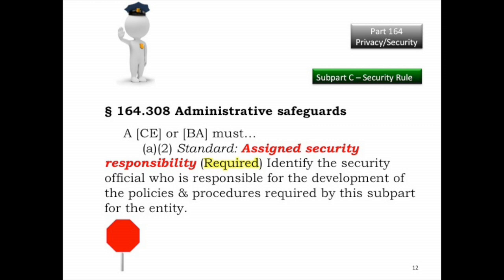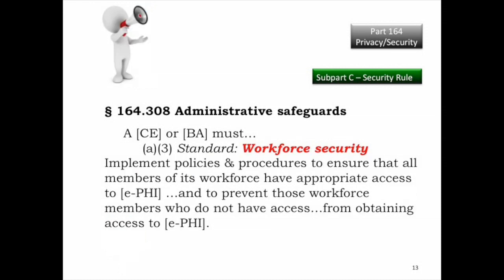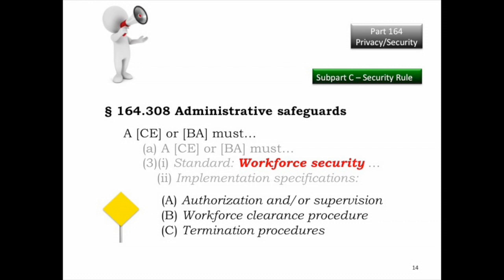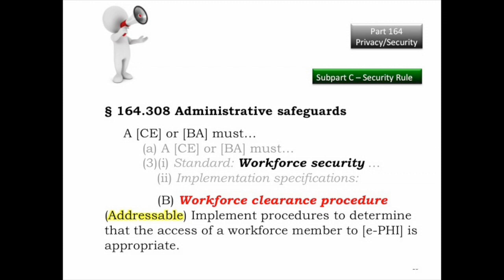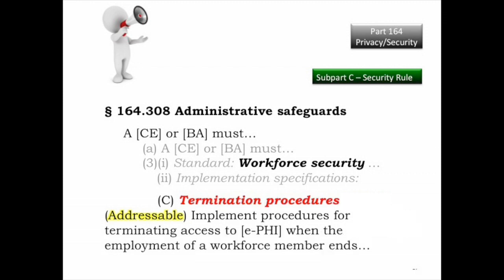The second standard requires every covered entity or business associate to designate a security official. The third standard, workforce security, has 3 addressable specifications. Workforce security requires supervision of personnel in locations where electronic PHI is accessed. Workforce clearance means vetting personnel before access privileges are granted. Personnel leaving the workforce should have their access privileges terminated.